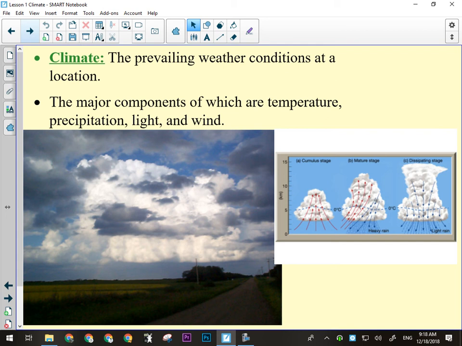So that's how we would describe climate in Okotoks. We don't want to give an average. That's not an accurate description of what it does here. All right, so major components: temperature, precipitation, light, and wind. These are the things that can affect our weather, and obviously they vary quite a bit.